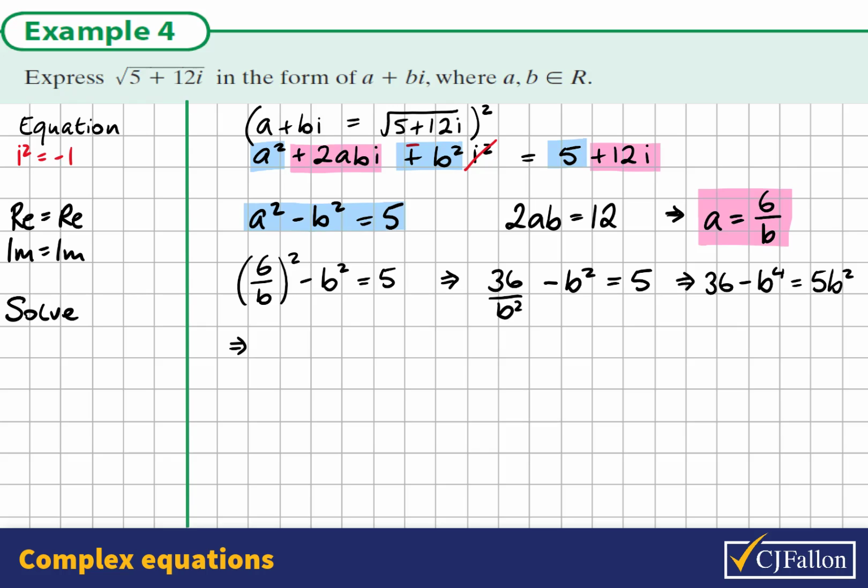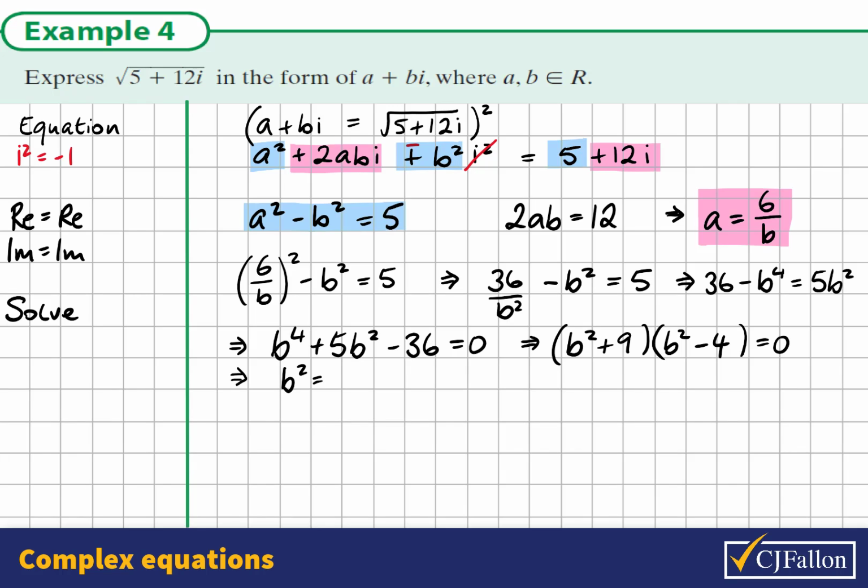And express this in a more traditional quadratic type form. So we have b to the power of 4 plus 5b squared minus 36 is equal to 0. This is a quadratic equation of degree 4, but we solve it like a quadratic equation. So we're going to factorize it. It's a straightforward one. We can do it by inspection. The factors of b to the power of 4 are b squared by b squared. The factors of negative 36 are 9 and negative 4 that add up to positive 5.